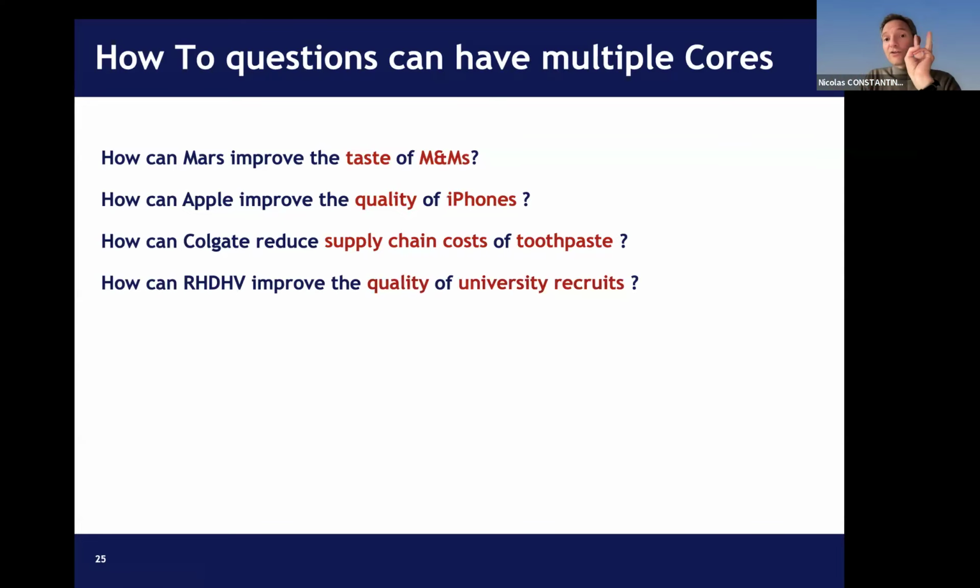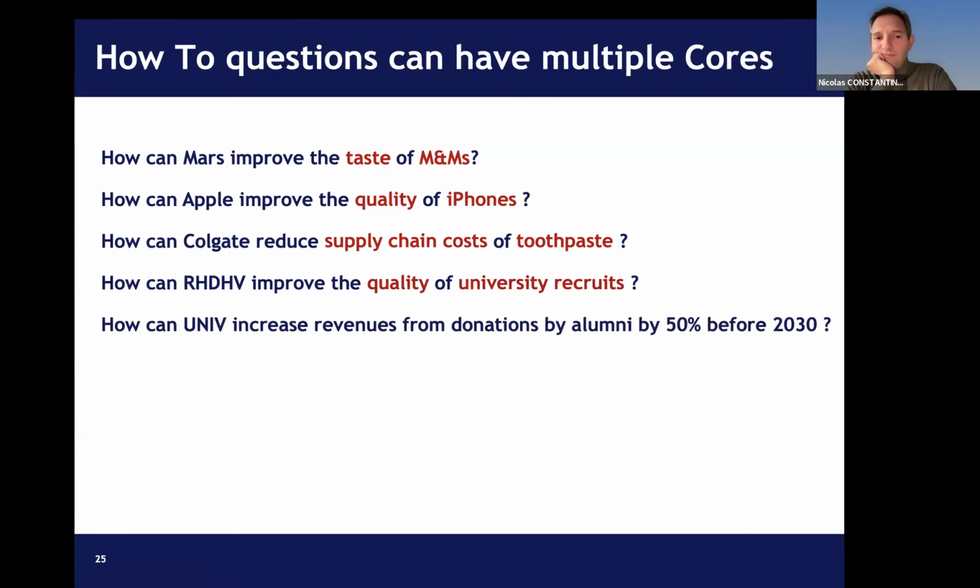All right, the next one has 3 cores. And it's not university. Or it's not, I should say. Quality, yes. No, hold on, not quality. Not quality. There's no quality in that question. Hold on. So revenues, donations by alumni, 50%. So actually it's revenues, donations, and alumni.